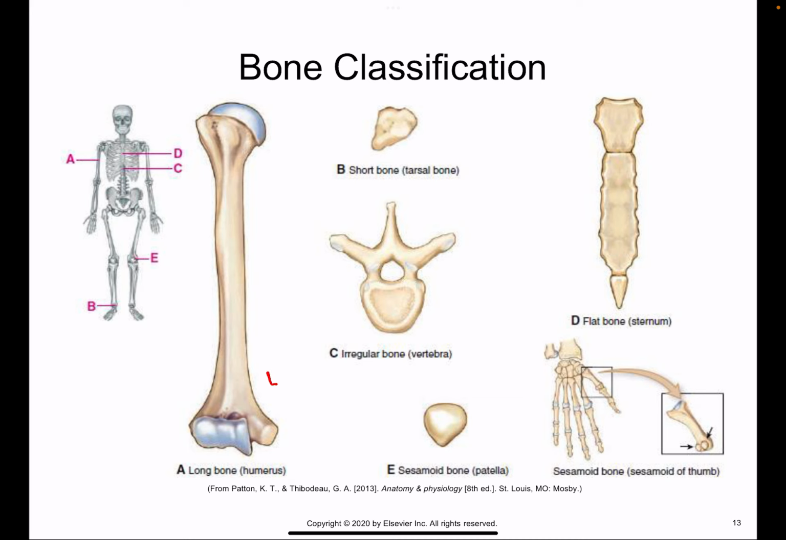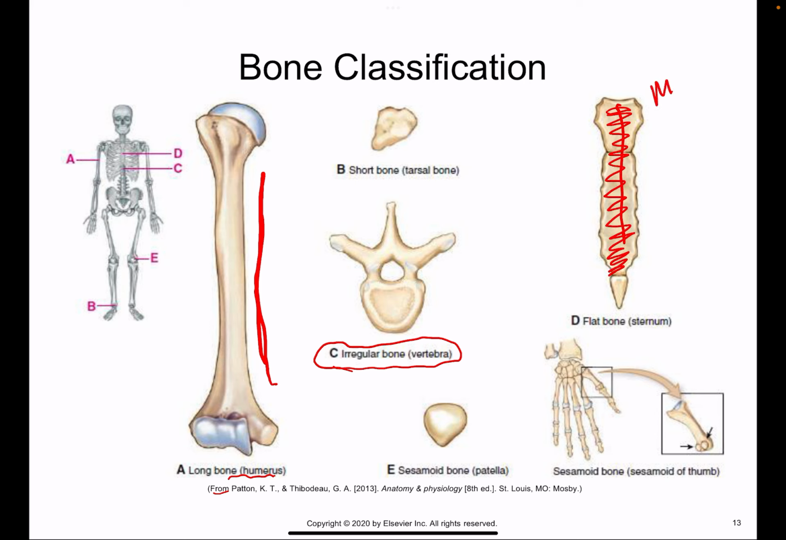So you can see this long bone, that's the humerus, right? This irregular bone doesn't look like any other bone that I know of unless they're in the vertebrae. This is the vertebrae. Flat bone, you see, very broad, taking up all this real estate. This is the sternum. This is going to be known as the manubrium. This right here is the body of the sternum, and that is the xiphoid process.